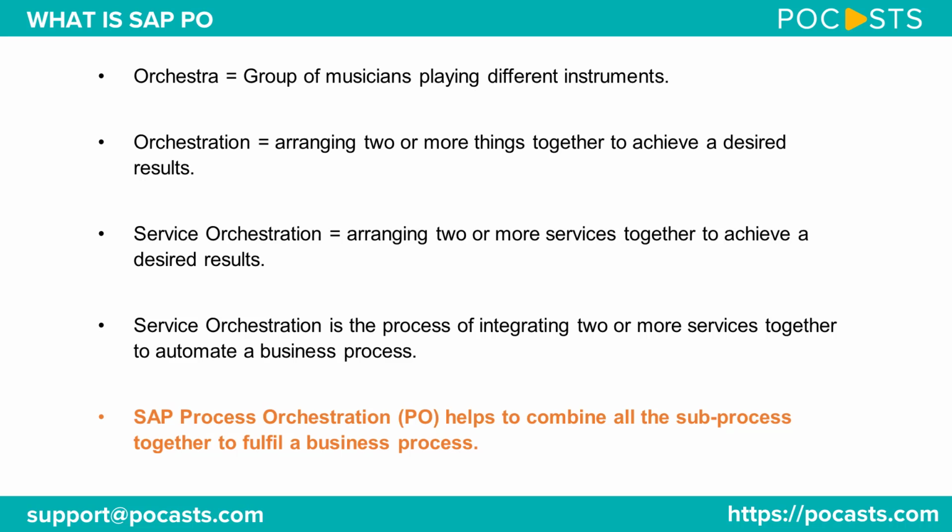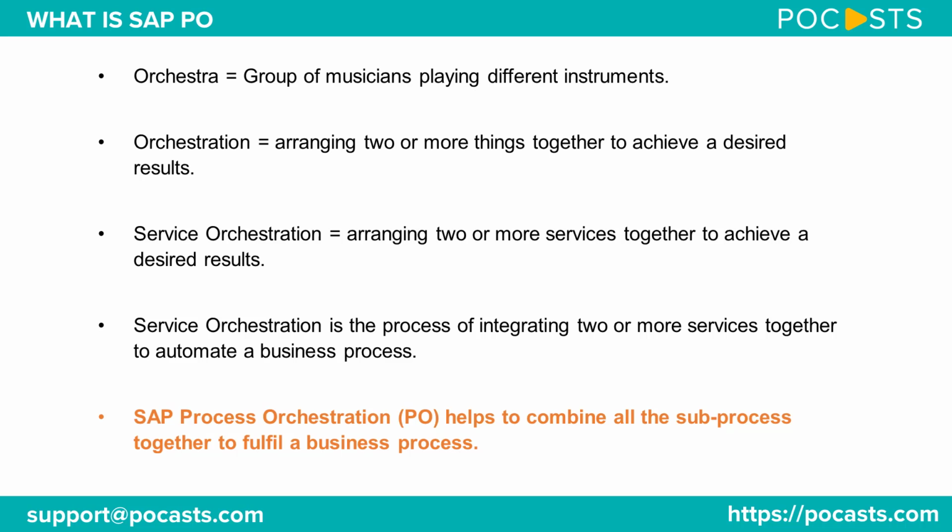I have shared this slide in the previous section during the SOA lesson. Let me do a recap. Orchestra means a group of musicians playing different instruments. Orchestration in general English means arranging two or more things together to achieve a desired result. In the context of services, arranging two or more services together to achieve a desired result is called service orchestration. And in the context of ESB, service orchestration is a process of integrating two or more services together to automate a business process.